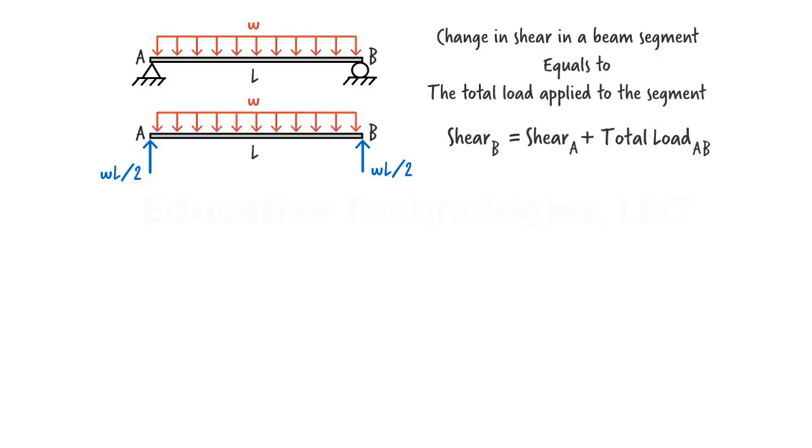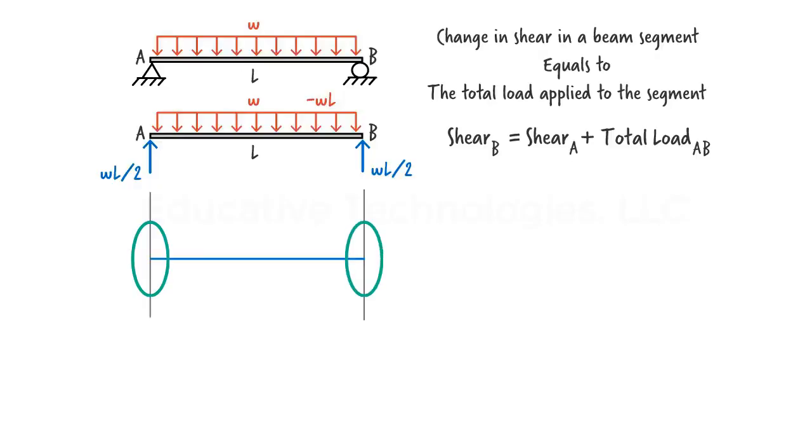The total load applied to the beam segment here is the area of the rectangle having L as its base and W as its height. Therefore, the total load is negative WL. The negative sign indicates that the load is acting downward. To draw the shear diagram for the beam segment, we need to have three pieces of information. 1. Shear at the left end of the segment. 2. Shear at the right end of the segment. And 3. The shape of the curve that connects the 2 points.